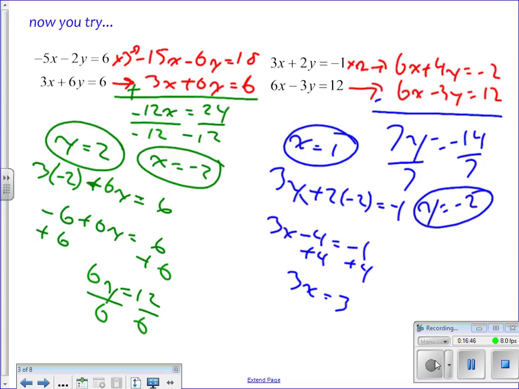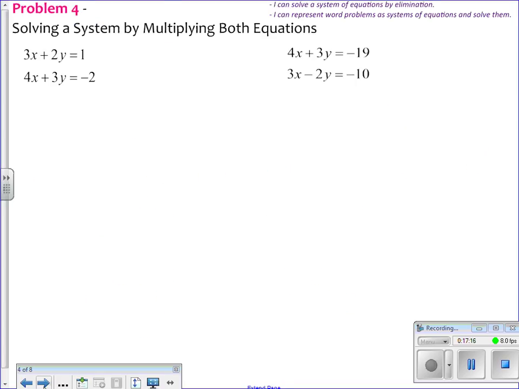So, whenever you're solving by elimination, try adding first. Adding's the easiest. If adding doesn't work, try subtraction. If subtraction doesn't work, can I multiply one equation to make it look like the other? Multiply one. If that doesn't work, then you might have to multiply both equations. Okay.